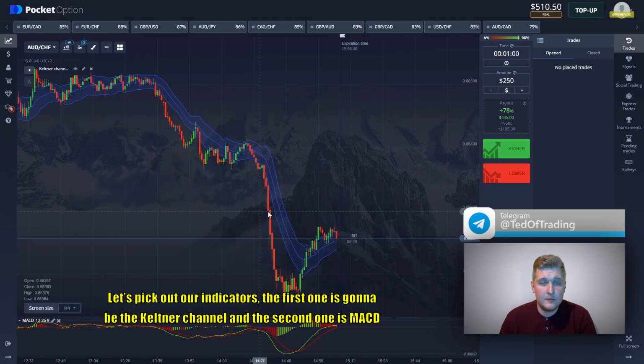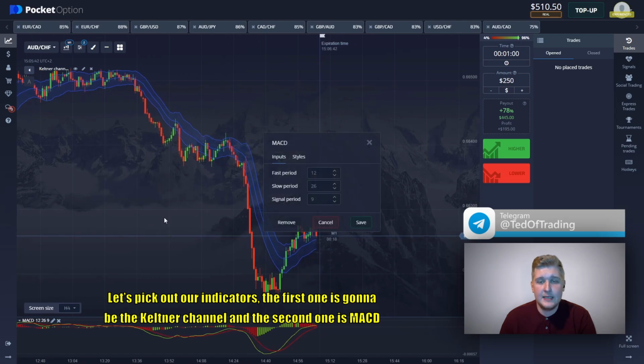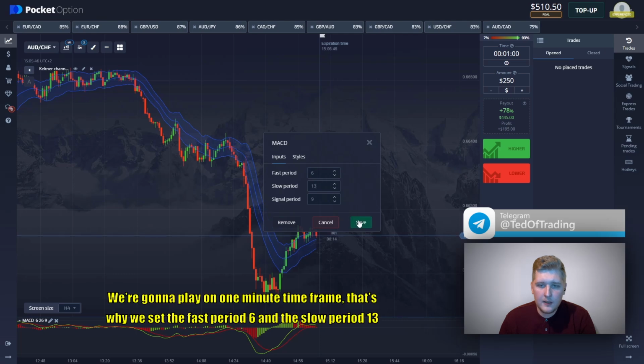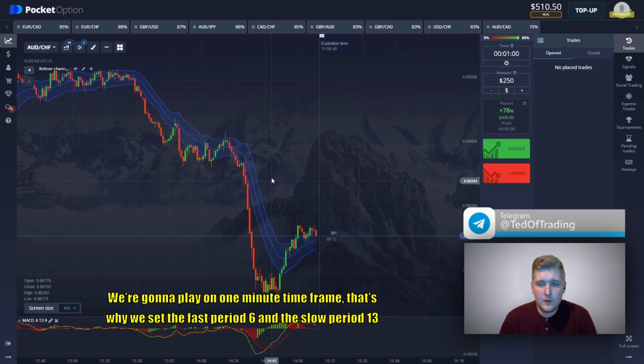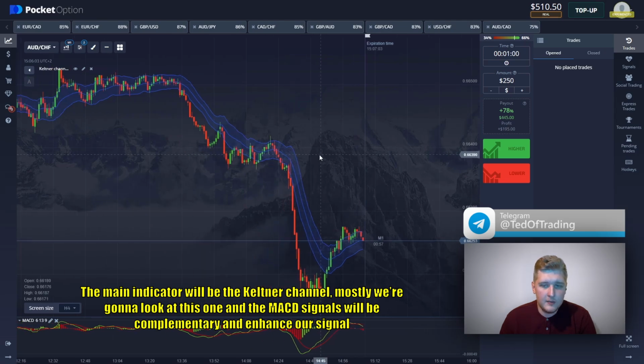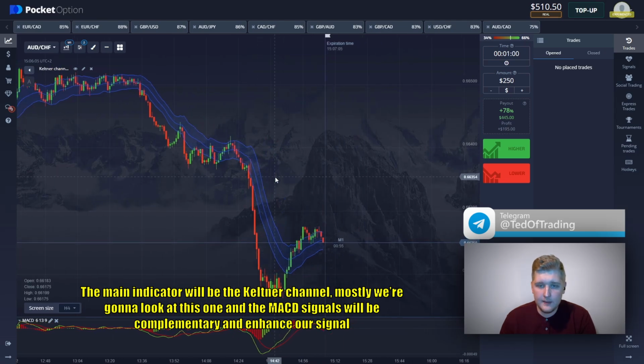The first one is going to be the Keltner channel and the second is the MACD. We're going to play on a 1 minute time frame, that's why we set fast period 6 and slow period 13. There we go. The main indicator will be the Keltner channel. Mostly we're going to look at this one, and the MACD signals will be complementary and then change our signal.